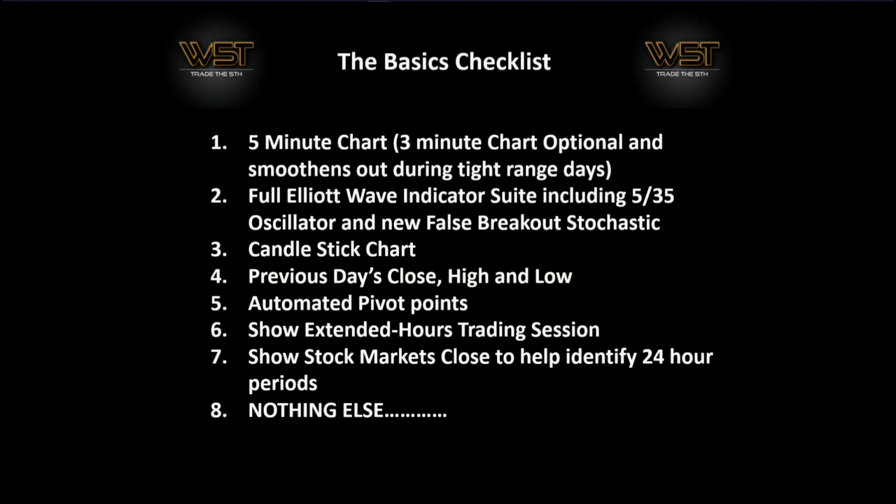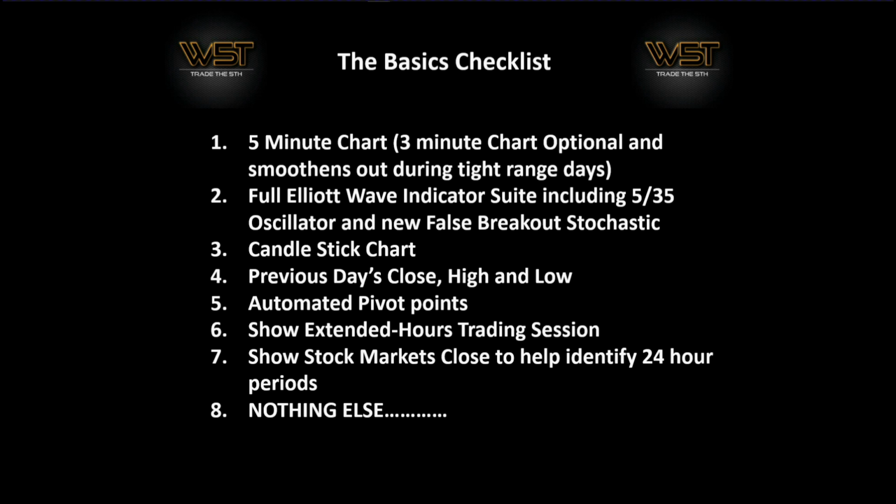So the basic checklist for this: a 5-minute chart, with a 3-minute chart optional, which smooths things out during tight range days, so you could go to 3 minutes as well. We need the full Elliott wave indicator suite, including the 535 oscillator and the new false breakout stochastic. I use the candlestick chart, but you can use Renko and other types of charts, but I like to keep things simple. A simple 5-minute candlestick chart works very well for this strategy.